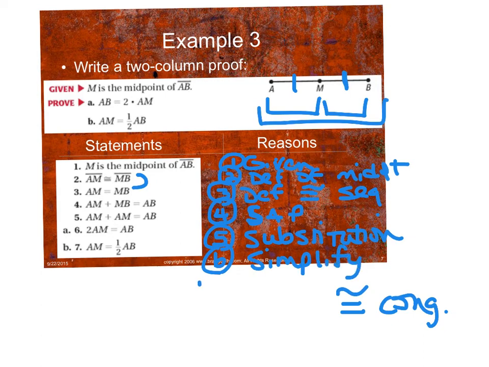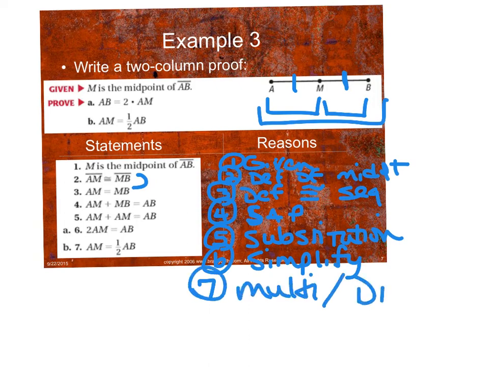And then the final one is going to be, what did they do? They divided or they multiplied, right? They multiplied by the reciprocal or divided by a half. So on that last step, you could either tell me that it was the multiplication property of equality or the division, depending on how you look at it. So 7 would be either multiply or divide, because dividing is by multiplying by the reciprocal. Good on that?